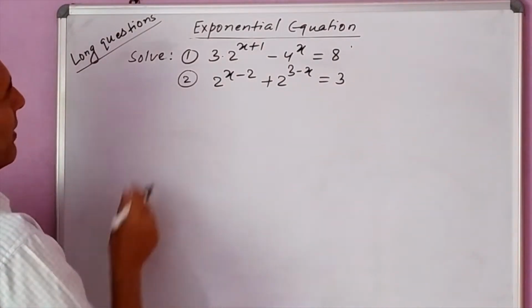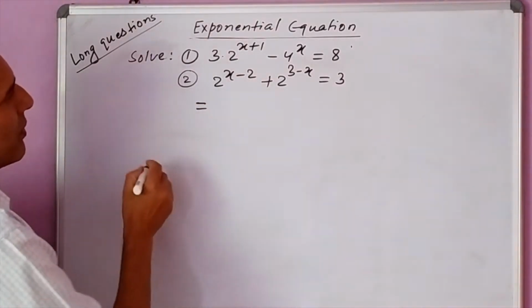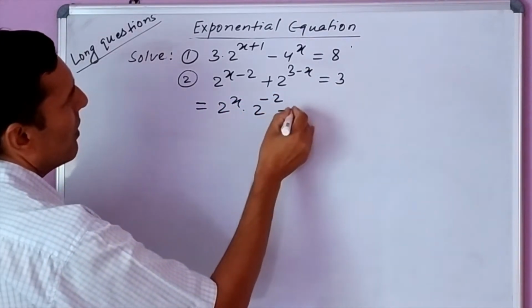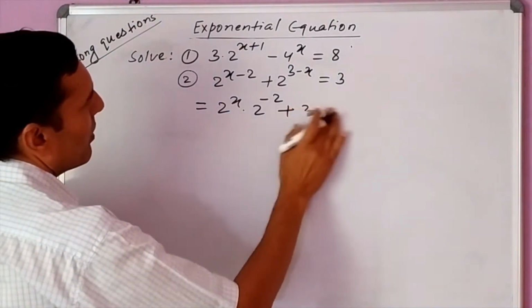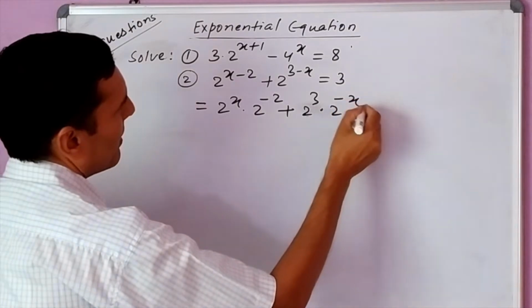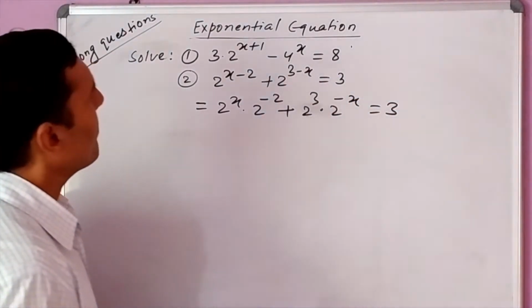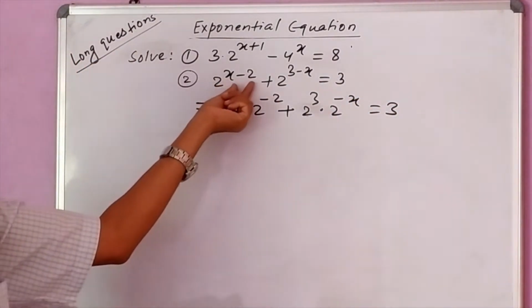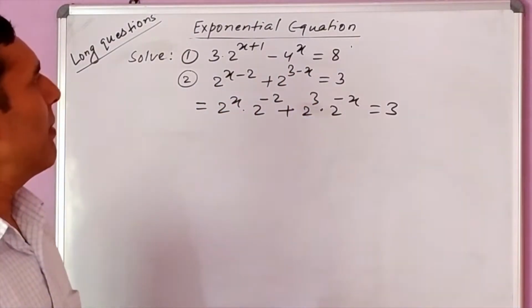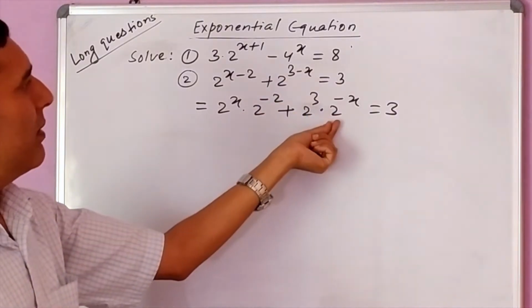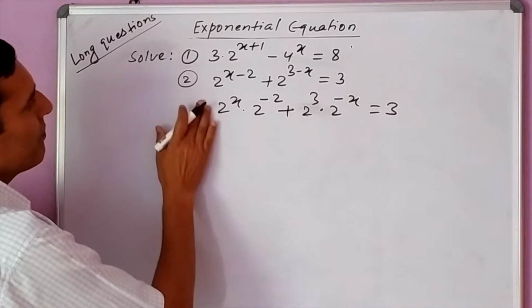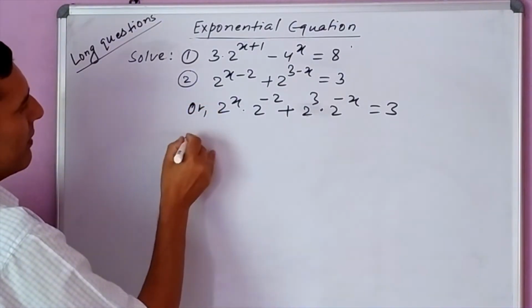I continue from here. Question number 2. It is 2 to the power x into 2 to the power minus 2, plus 2 to the power 3 into 2 to the power minus x is equal to 3. This is 2 to the power x into 2 to the power minus 2, and 2 to the power 3 minus x is 2 to the power 3 into 2 to the power minus x, is equal to 3. It is the equation we write over here.